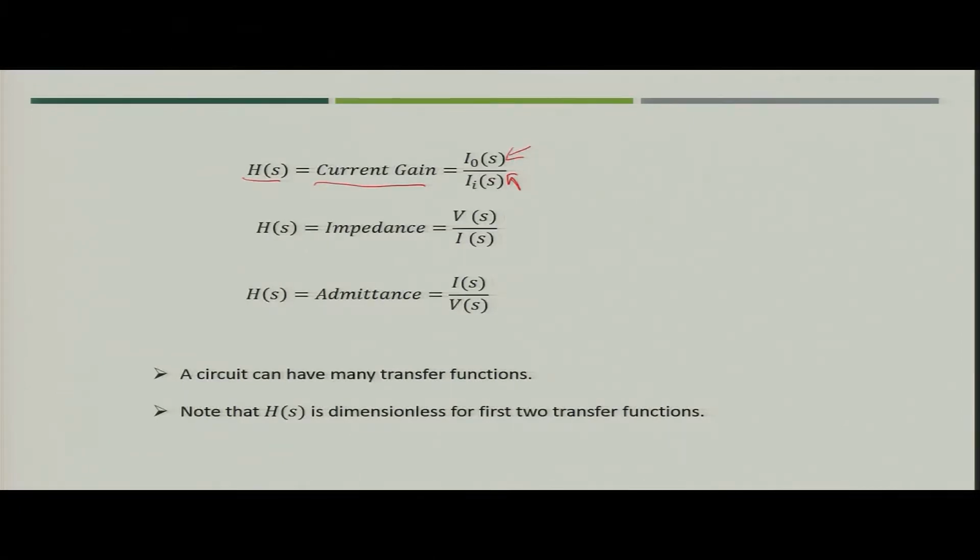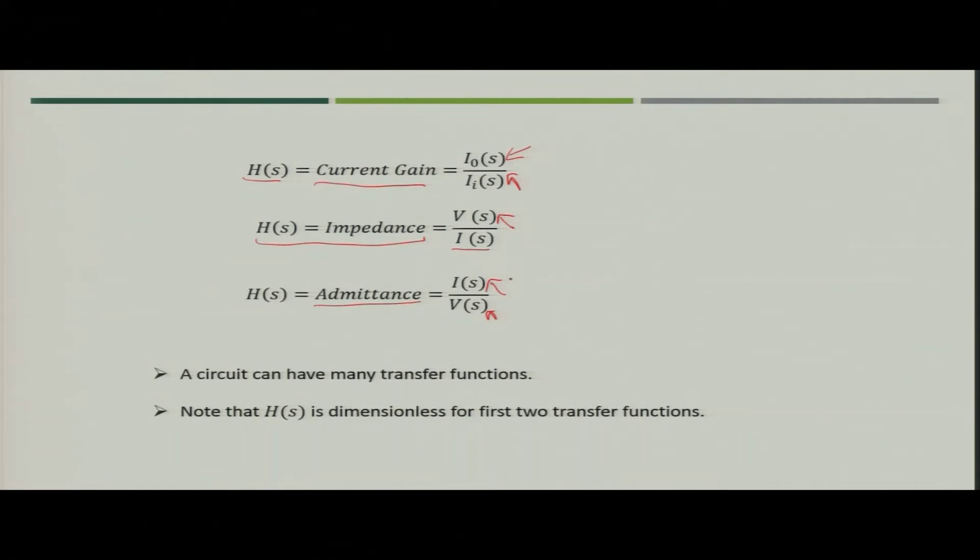Next, the transfer function can be an impedance, where the output is in the form of voltage while the input is in the form of current. Similarly, it can be an admittance, where the output is in the form of current and the input is in the form of voltage.